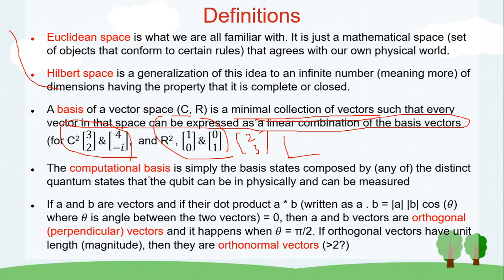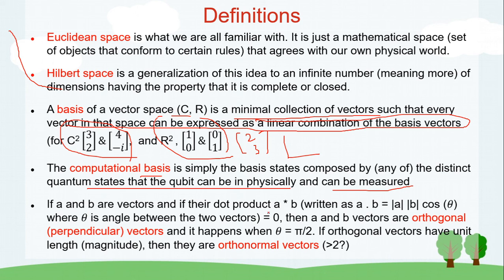Okay, and computational basis is a special form of basis. So what is that speciality? It's simply the basis vector states composed by the distinct quantum states that a qubit can be in physical state. Like we have seen, qubits can reach 0 and 1 state, right? And that can also be measured. So in our case, 0 and 1 are computational basis, but we need not limit to that. It can be anything else also, but just for your information, you don't have to break your head, because they're all only for definition's sake.